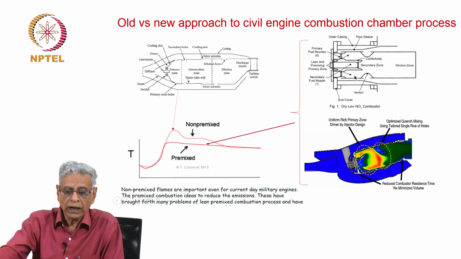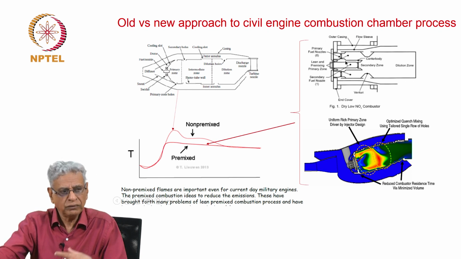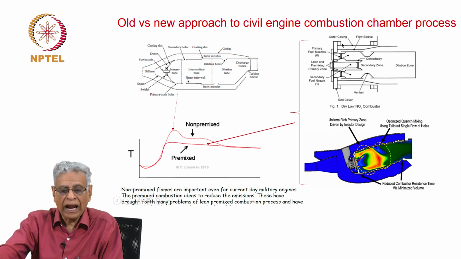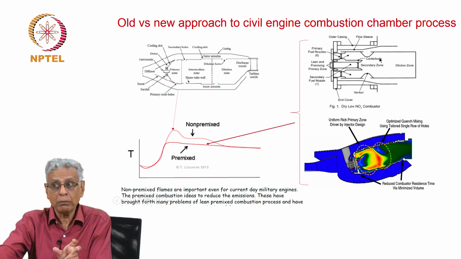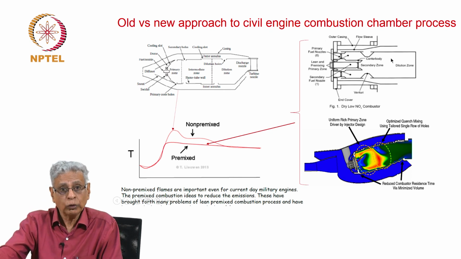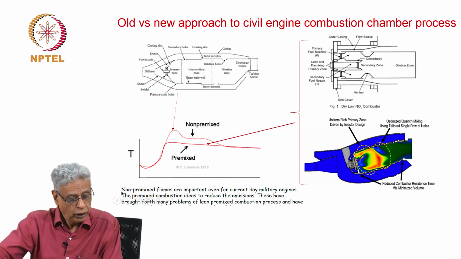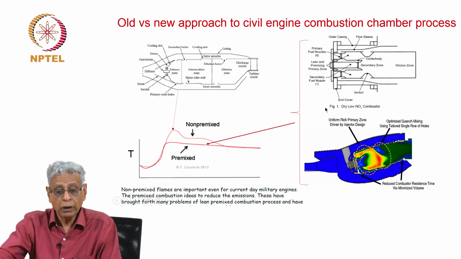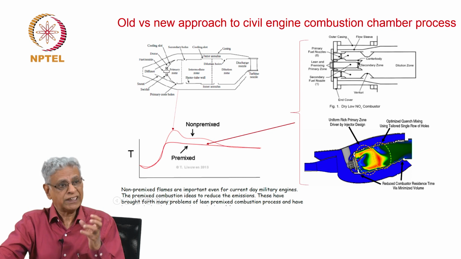There are also these two sides, which is actually the annular space, where you will discover that the fuel and air will get mixed, and you have a combustion process which is premixed. So, both premixed combustion process and diffusive mode of combustion process dominate the total phenomenon here. Non-premixed flames in fact are important even for current day military engines, because they produce stability.